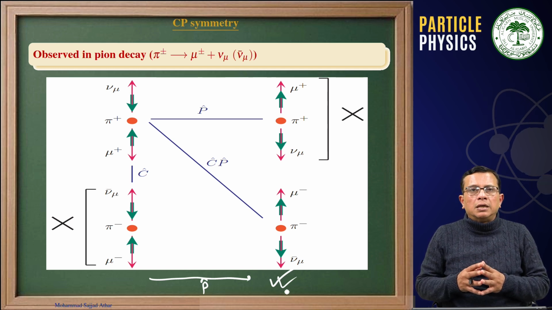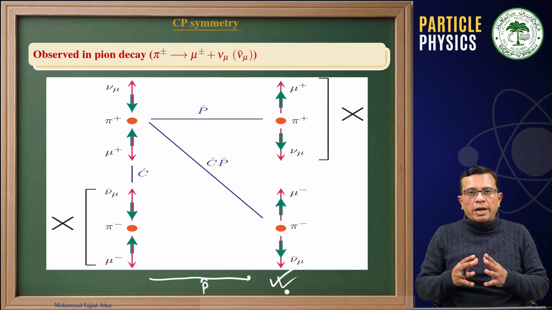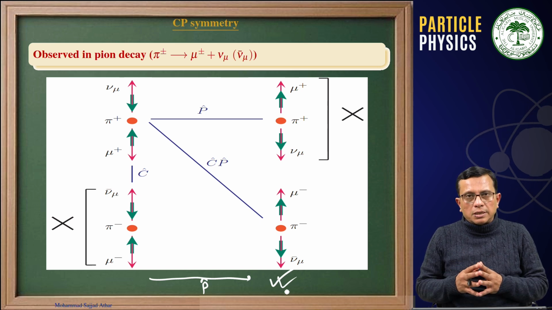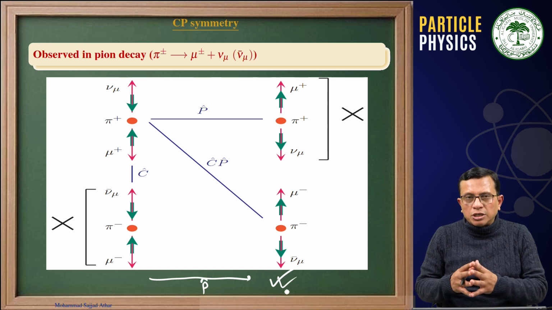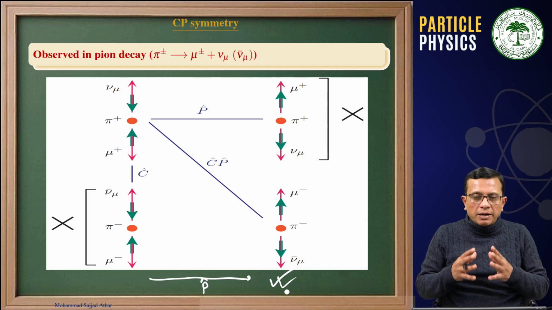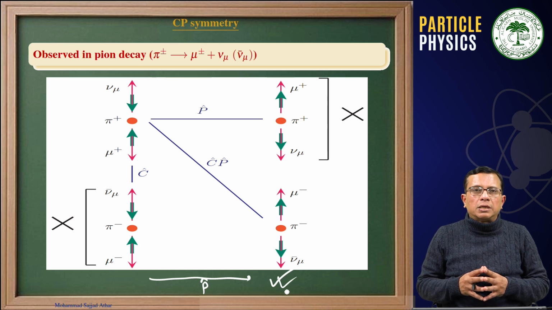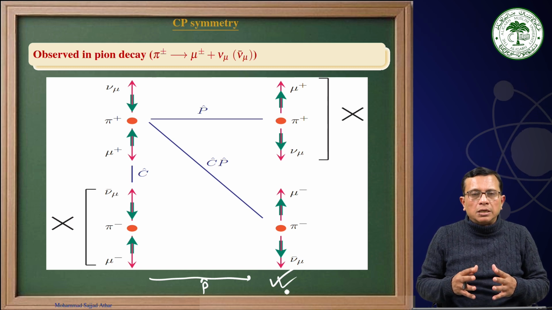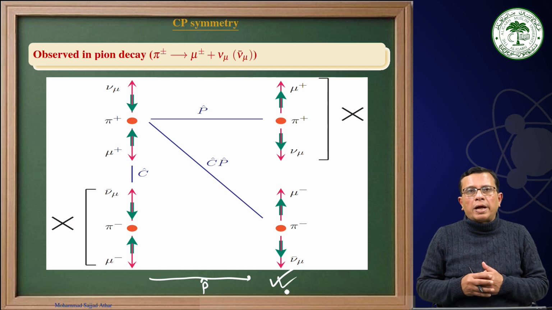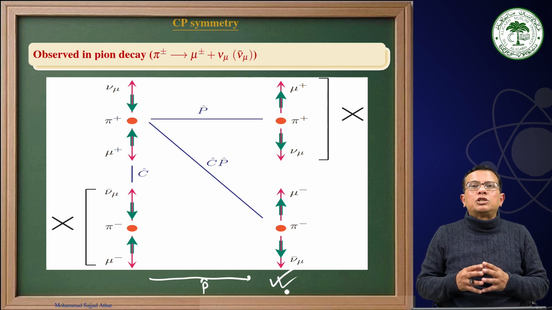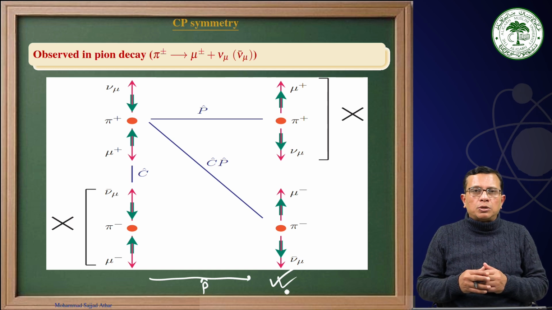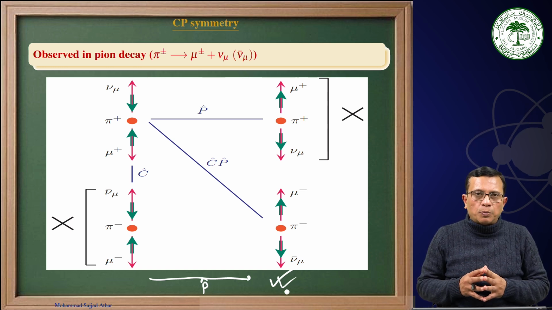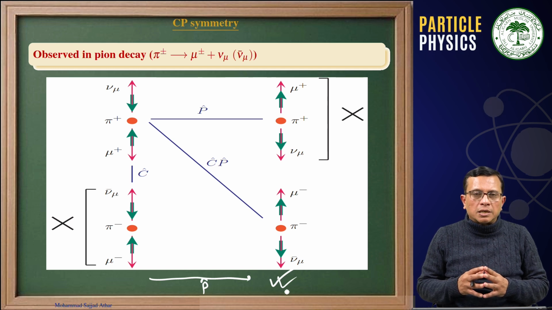What we will see is that K0 and K0 bar are not CP eigenstates. We will try to form definite CP eigenstates, and then we will talk about the CP violation in the neutral kaon sector. That can also be applied to the D0, D0 bar meson sectors, and to the B0, B0 bar meson sectors. Therefore, let us stop here. We will start from this point when we discuss the CP violation in the neutral kaon sector.